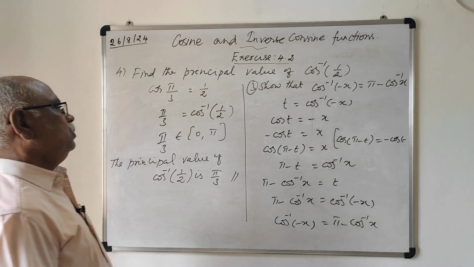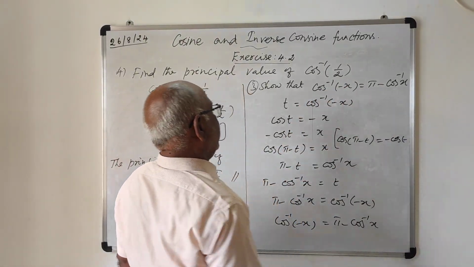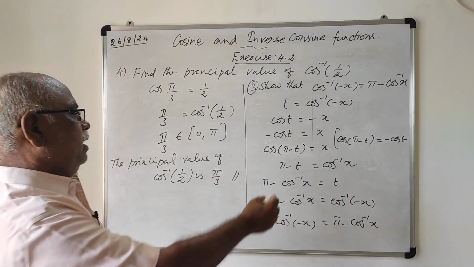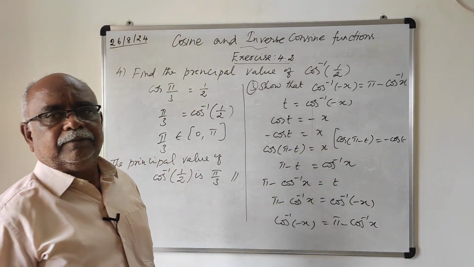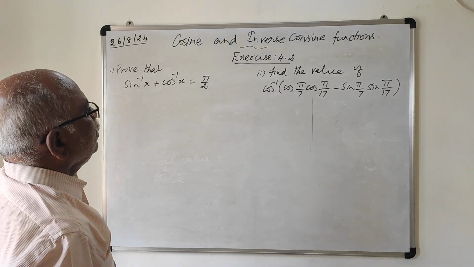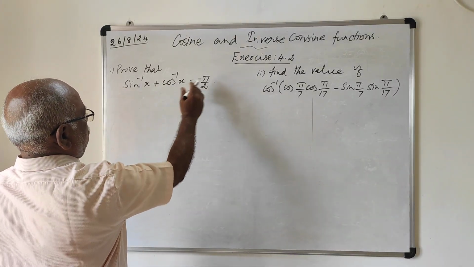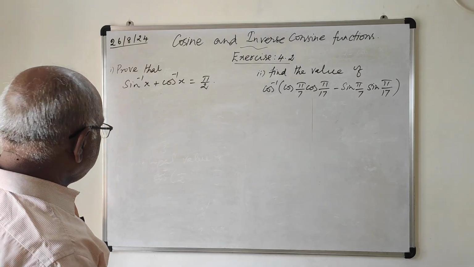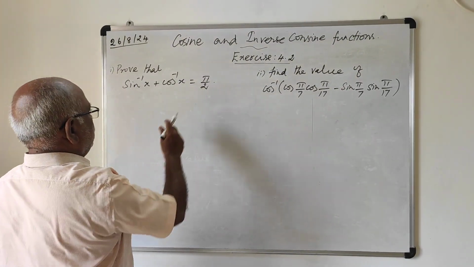Okay. So cos inverse of minus x equal to pi minus cos inverse of x is derived from this idea: cos of 180 minus t is minus cos t. Okay. Next, we are going to find out the value of sin inverse x plus cos inverse x equal to pi by 2. It is an identity. We have to prove that sin inverse x plus cos inverse x equal to pi by 2.